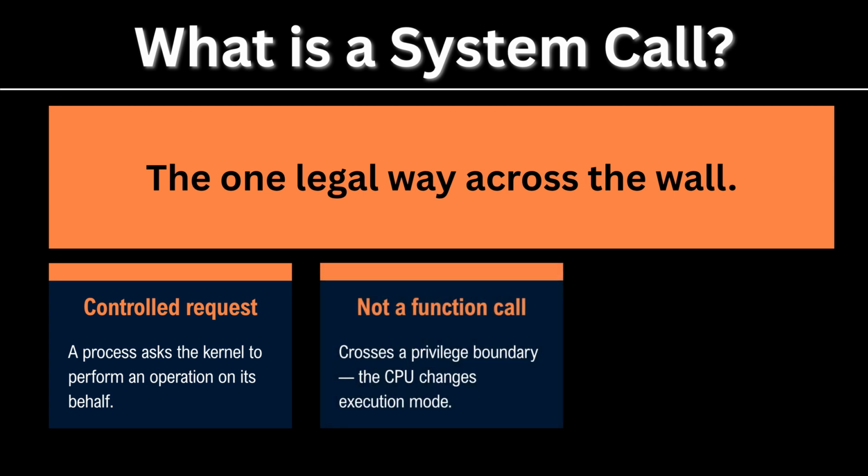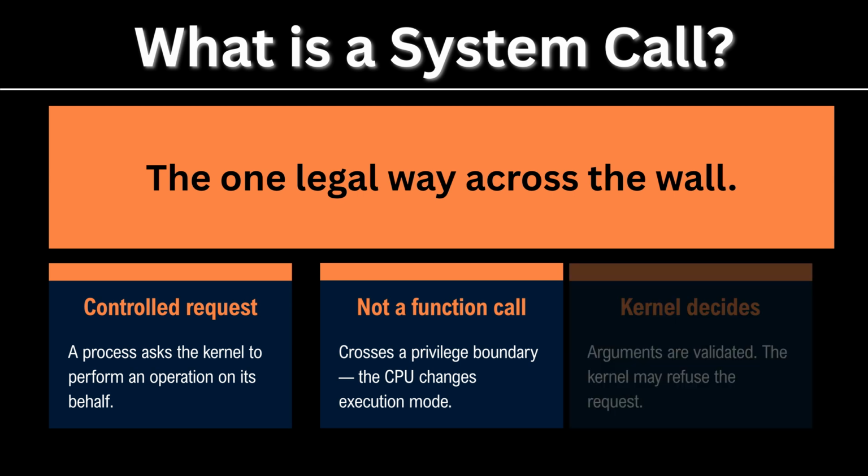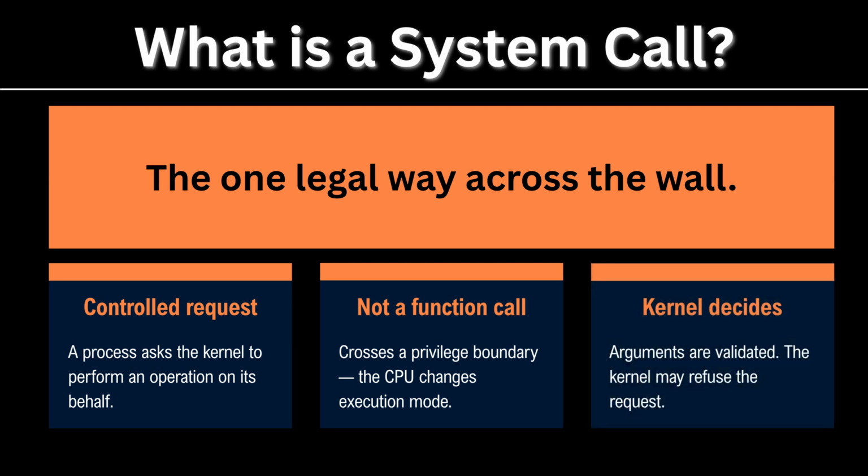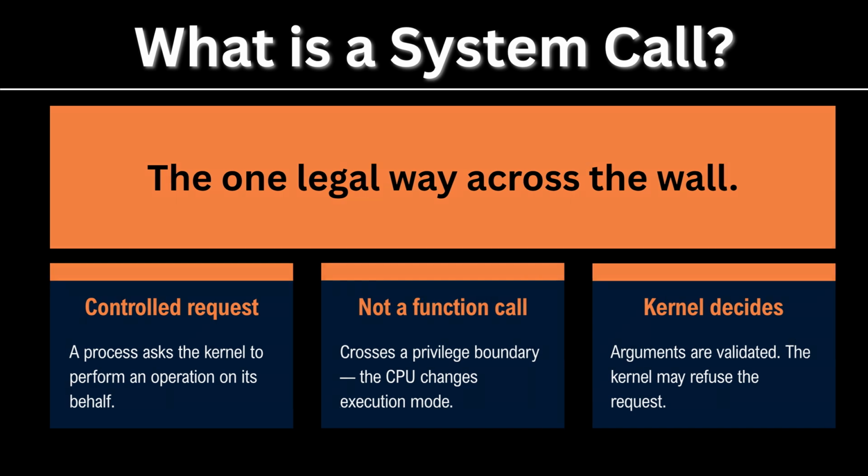A system call is not a regular function call. When you call a function, execution stays in user space. A system call crosses a privilege boundary. The CPU changes its execution mode. And the critical point is that the kernel decides whether to fulfill the request. Arguments are validated, permissions are checked, and the kernel is not obligated to say yes.